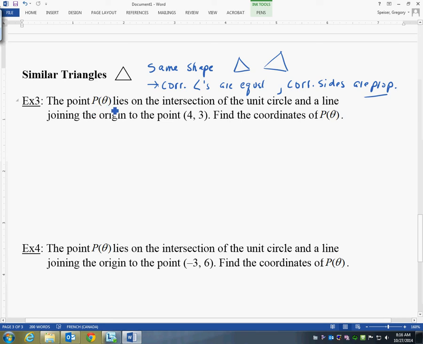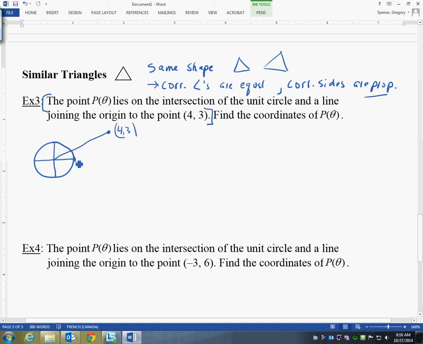So we have a point P theta. It lies on the intersection of the unit circle and a line joining the origin to the point 4,3. All right, so we're gonna see this type of question a fair bit. So let's just visualize it right now. You don't have to draw a diagram every single time, but it is kind of nice. Okay, so here is our unit circle. And remember, the unit circle is only 1 by 1. The x value only goes up to 1. So we need to say there is a point P theta. It lies on the intersection of the unit circle and a line joining the origin. So here we go, origin with some point over here. So this is 4,3.